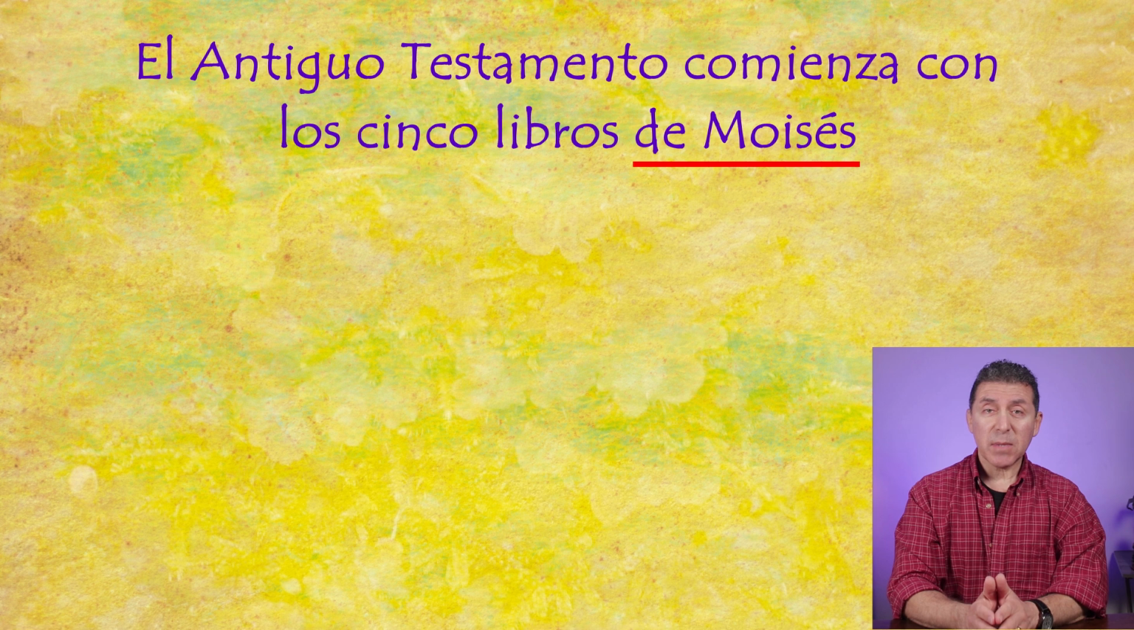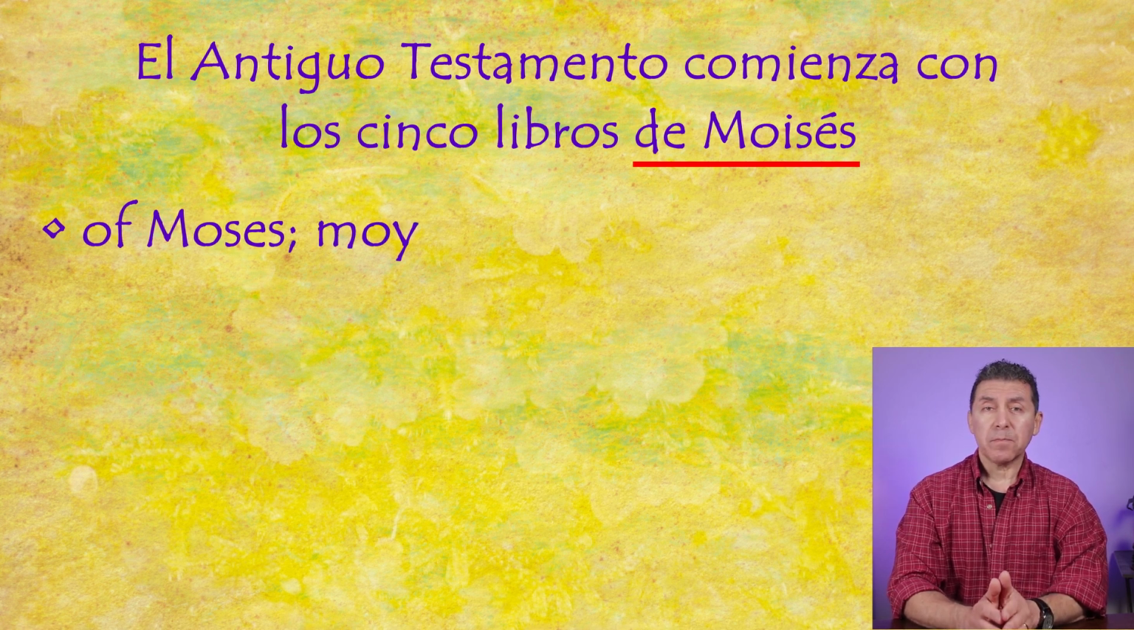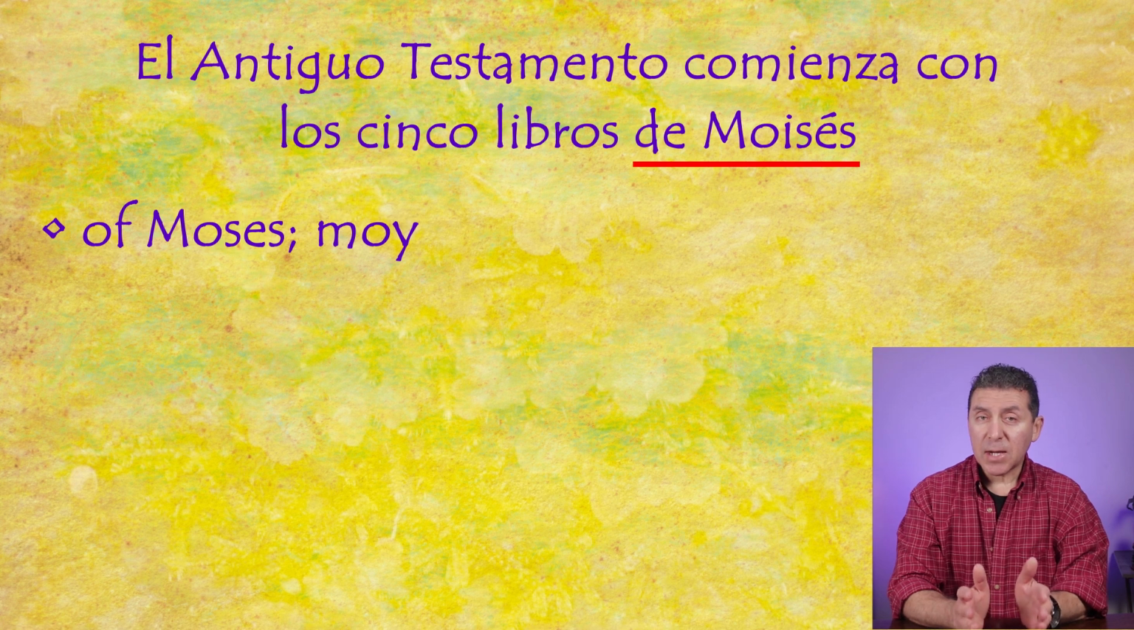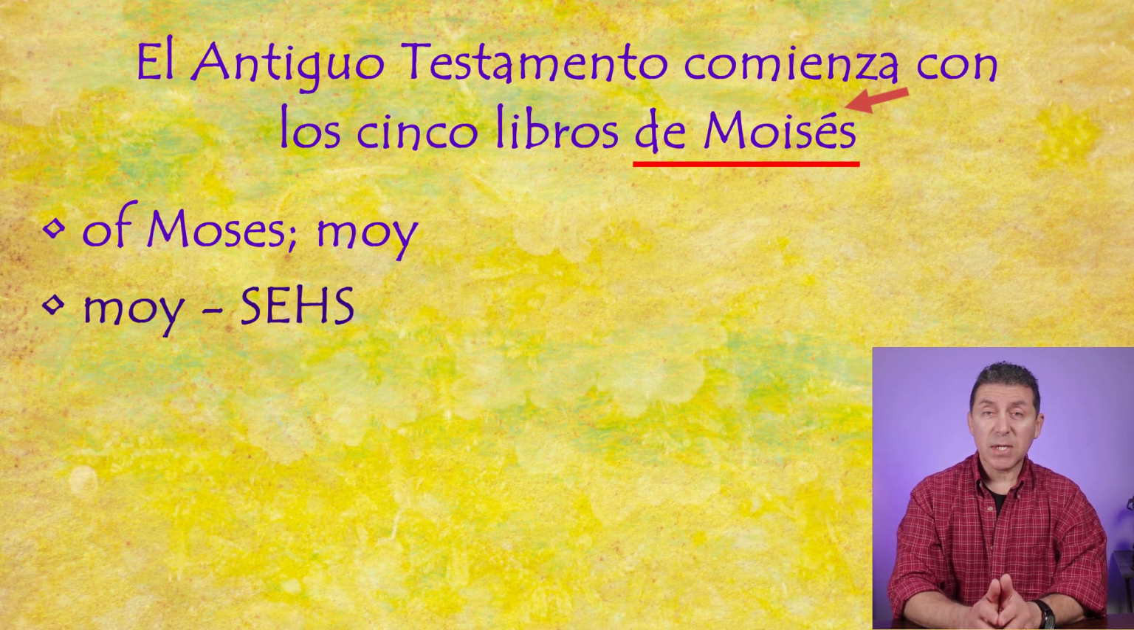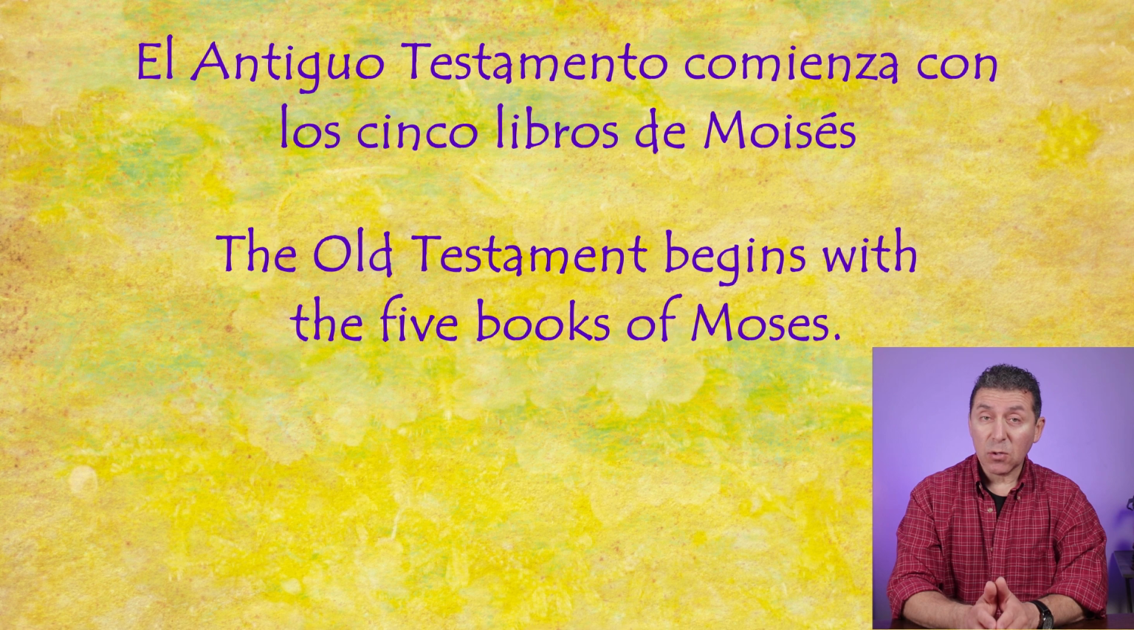De Moisés means of Moses. Now, the name Moses can be just a little tricky. The first part of the name is pronounced with the sound moi. Also, note that there's an accent over the letter E, so make sure to put the emphasis of pronunciation right there. Moisés, Moisés. Got it? Muy bien. Let's repeat our whole sentence. El Antiguo Testamento comienza con los 5 libros de Moisés.